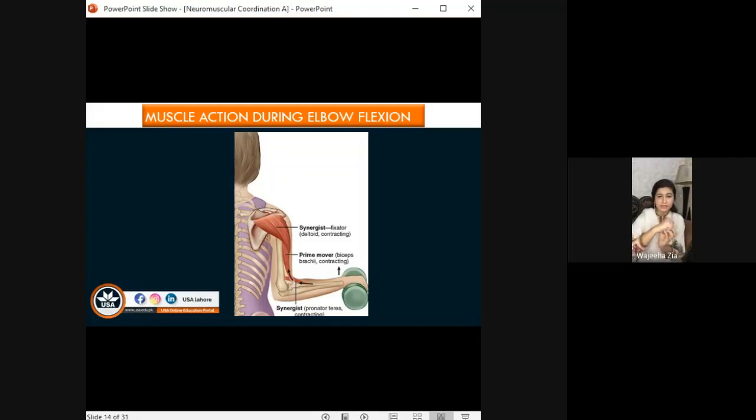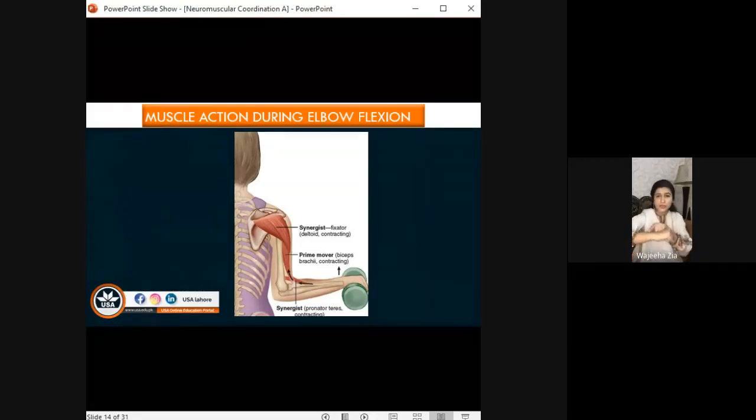So agonists are going into shortening and they are responsible for holding this. They are responsible for closing, therefore responsible for making the fist. So antagonists allow this fist formation by lengthening. Now the synergist: if we are holding a weight, it can add wrist flexion like this. But you can see in the diagram, the wrist is in the neutral position.